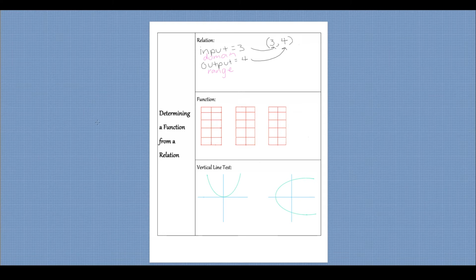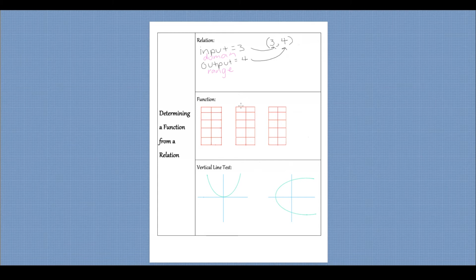So if this is a relation, then what is a function? A function is actually a relation in which each input value has only one output value. So meaning each x value has only one y value. So you can't have the same x value. Let me show you guys an example.